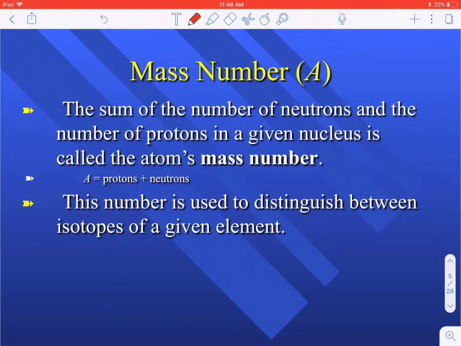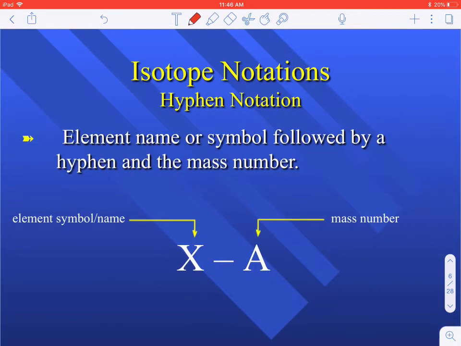So we give a letter to this. We give that letter A. Letter A is called the mass number, different than the atomic mass. So the mass number is actually not typically found on the periodic table. The mass number is equal to the number of protons plus the number of neutrons, and you can see that down here. This allows us to distinguish between different isotopes. We'll talk about that atomic mass that you see with the decimal point on the periodic table in our next video. So there are a couple different ways we can write this.